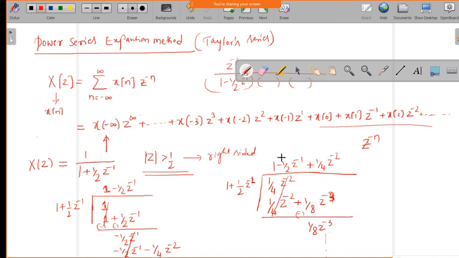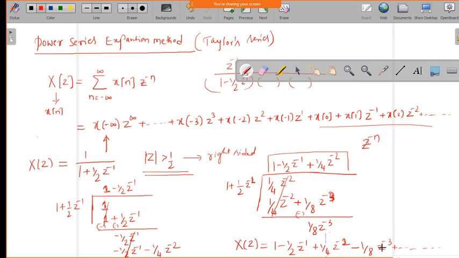So now how we can represent whatever values we obtain by dividing numerator and denominator. So this we can express as x of z. Now x of z we can express in terms of these values when we divide numerator and denominator. So this will give 1 minus half z inverse plus 1 by 4 z power minus 2. Similarly, next it will come minus 1 by 8 z power minus 3, like that.